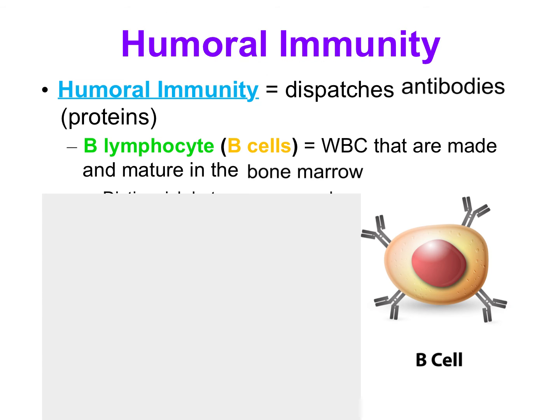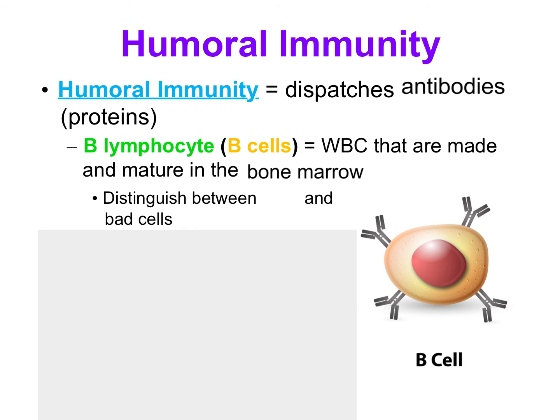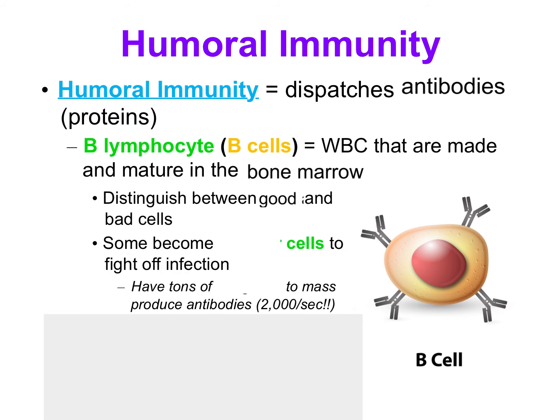So that's something special about our blood cells, is that they don't actually go through the process of mitosis. They're specially made in your bone marrow. And what they're doing is distinguishing between our good and our bad cells. So they're the ones that are determining if this is a foreign cell and then what we should do to that foreign cell. And some of our B lymphocytes have effector cells that also are going to help them fight off the infection.